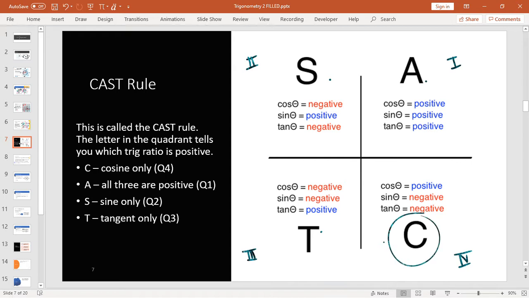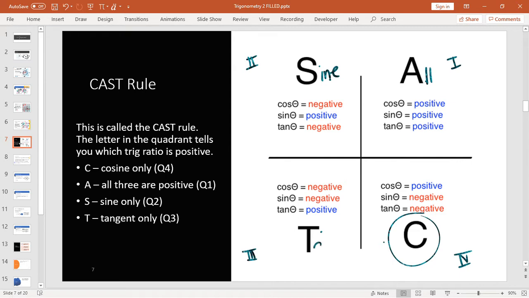Okay, all that means is A stands for all. So that means in quadrant 1, the cosine and the sine and the tangent of any angle between 0 and 90 will all be positive. S is for sine. So in quadrant 2, between 90 and 180 degrees, you will have a sine ratio that is positive. However, cosine and tangent will be negative.